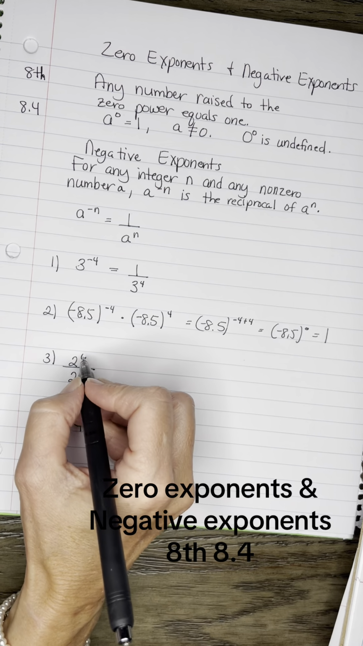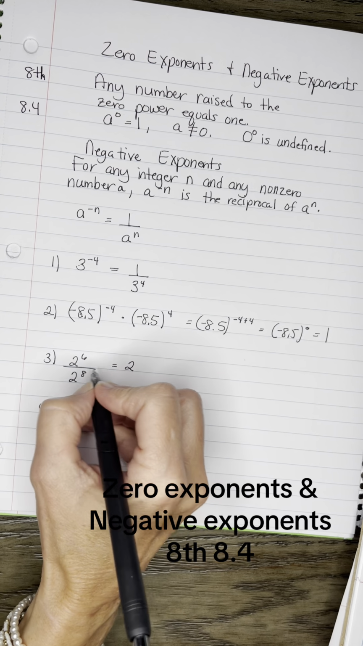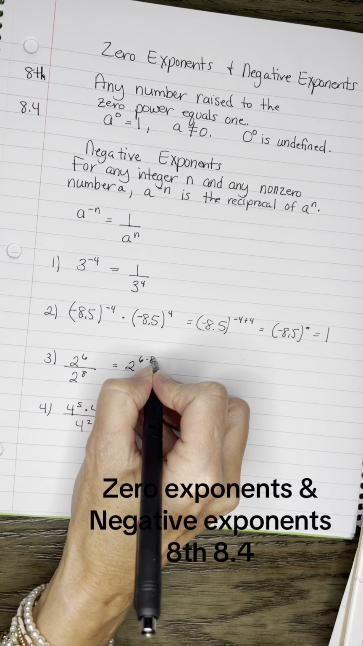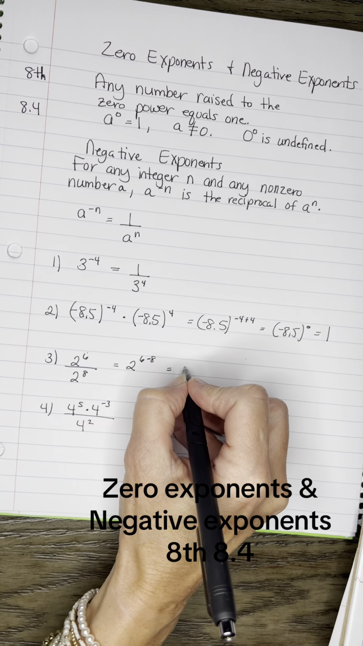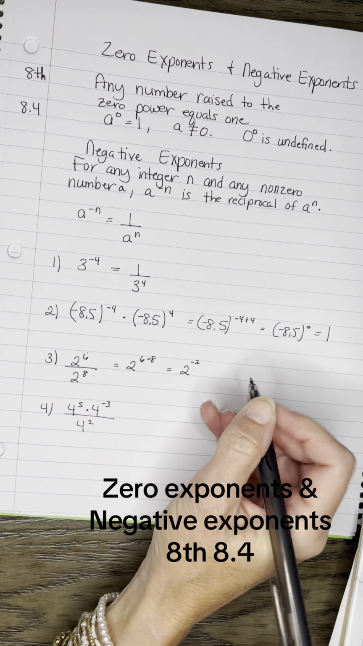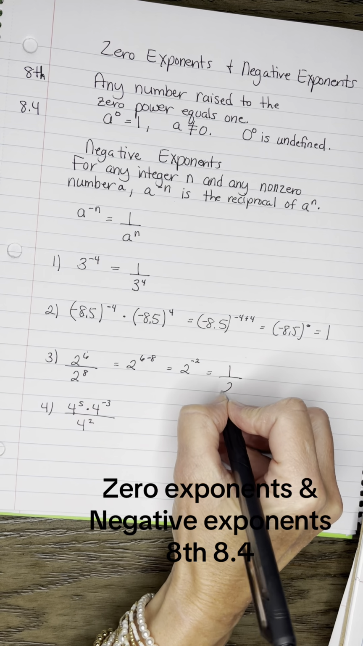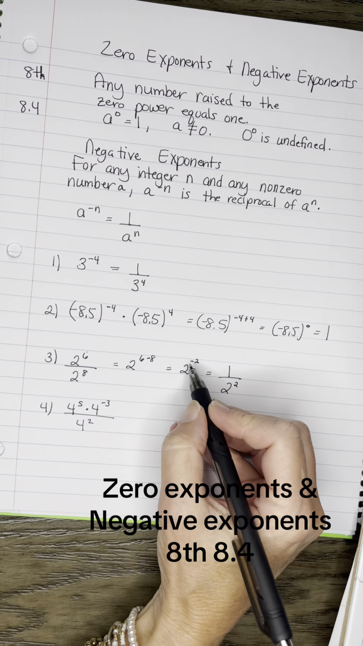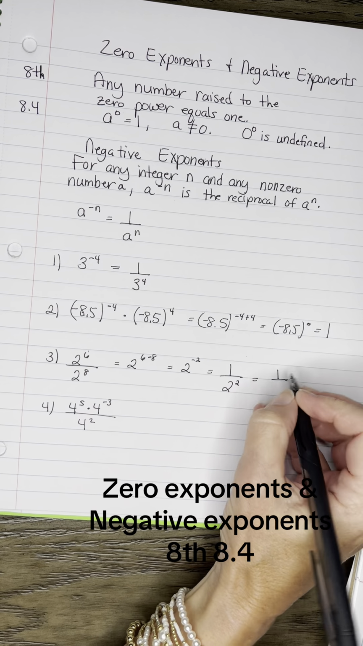Okay? Here I have the same base, so I will keep that base, and then 6 minus 8. Remember, if it's a quotient, you subtract them. That is 2 to the negative 2. But we're not allowed to have a negative exponent, so I'll put the 1 over the 2, and that negative 2 will become positive 2. And if I have to evaluate that, 2 squared is 4.